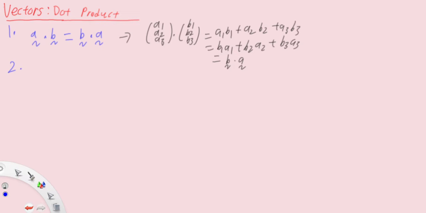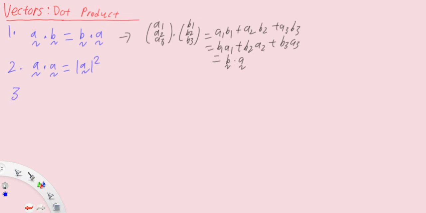Another property, which again comes from the definition, is if you dot the same vector with itself, it actually gives you the square of the magnitude of the vector. And again, it comes from the definition of the dot product, where we now have mod a squared and cosine 0. All right, so cosine 0 we know is 1, so we get mod a squared.